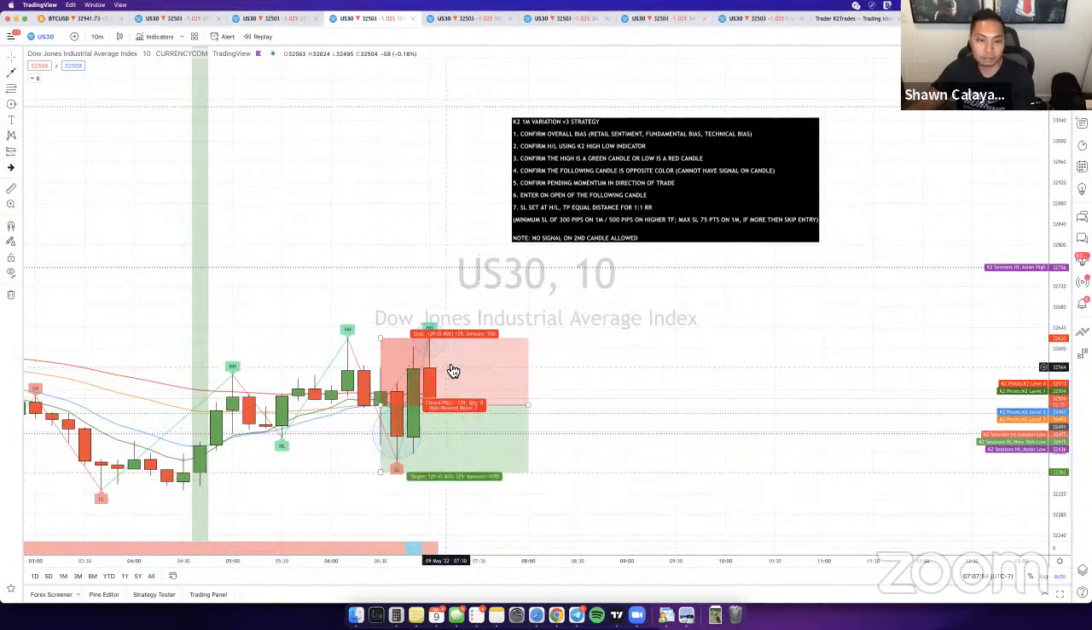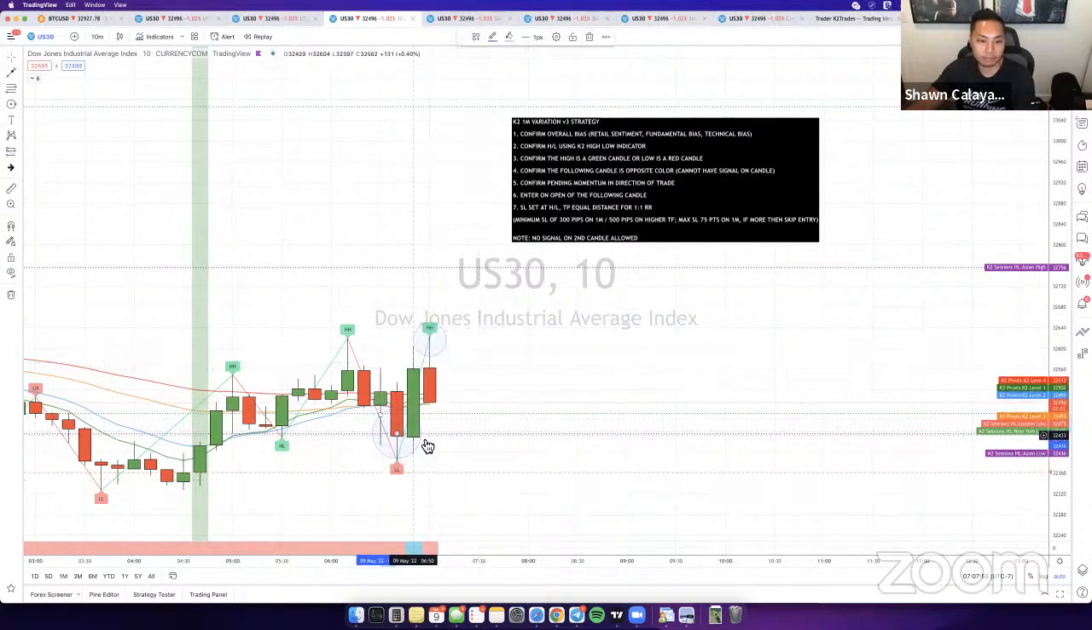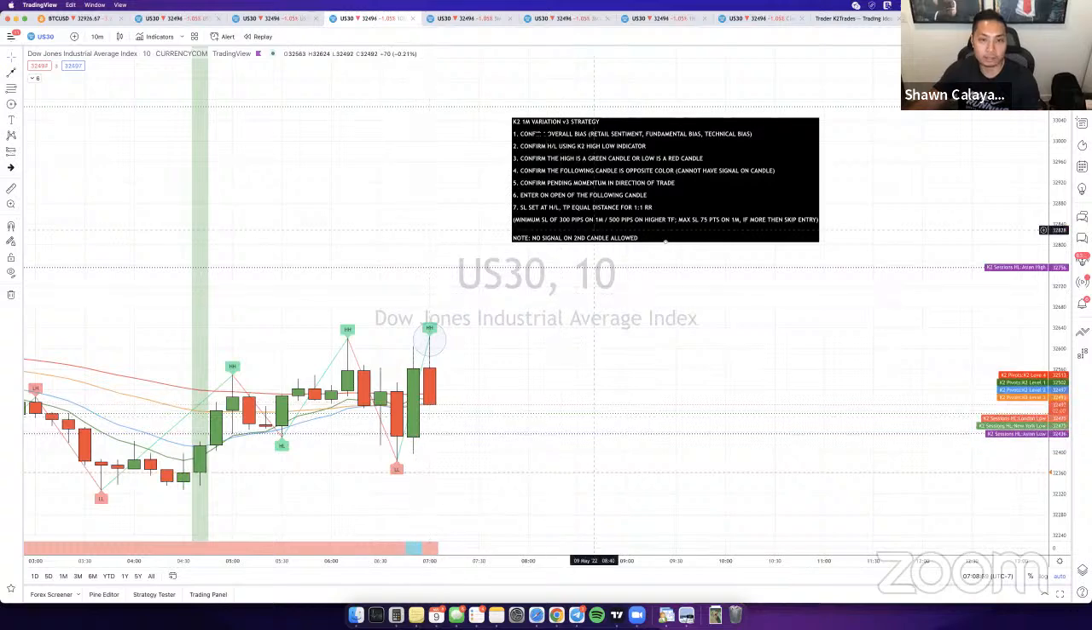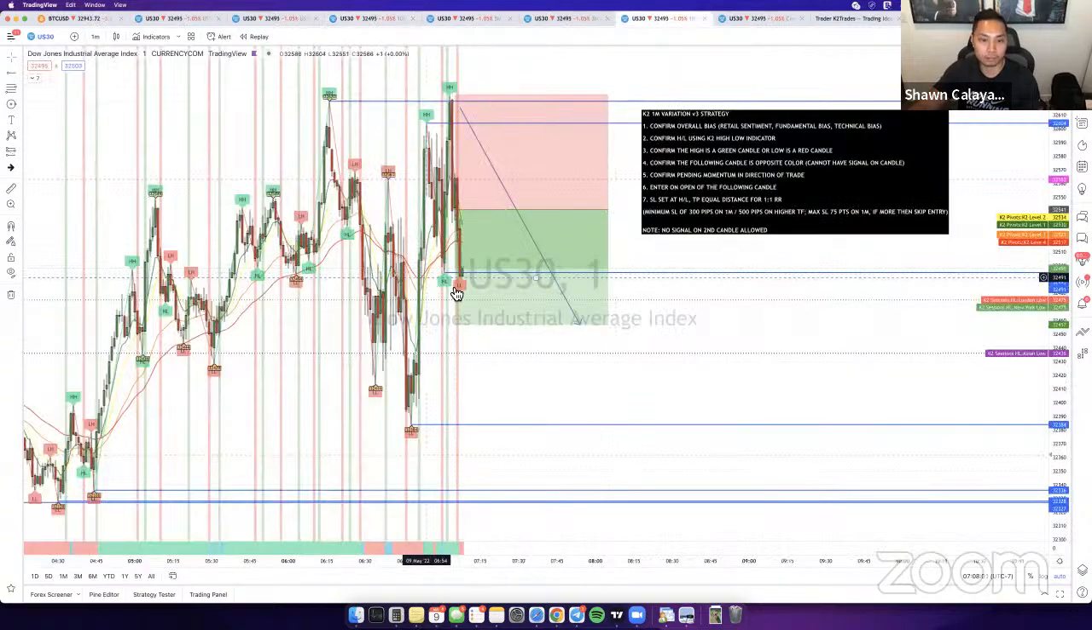So key things right there to look out for. It was right at the sessions, which is why I didn't take any trades. Price is now going back to opening price right here. Another reason why I wouldn't take a trade on this area here as well.